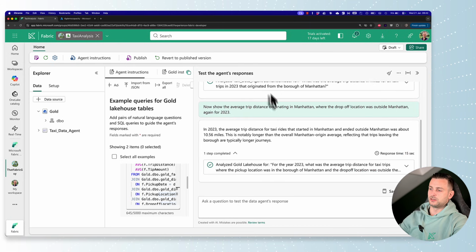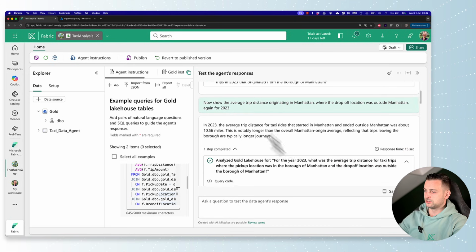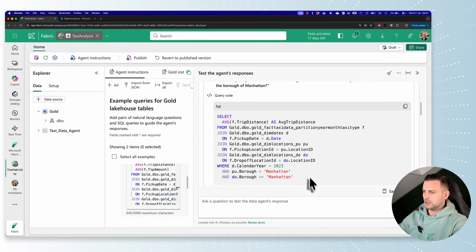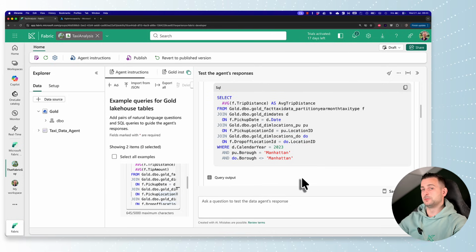And again, we can look at the query that was generated to answer this question. What we're doing here is looking at the average of trip distance from our fact table. We're joining on dates to find the calendar year 2023. We're joining to pickup locations and drop-off locations, and this all looks pretty good, where the borough is Manhattan and where the drop-off borough is not Manhattan. So the query that is being generated by the data agent here is perfect. The answer is therefore also very reliable.